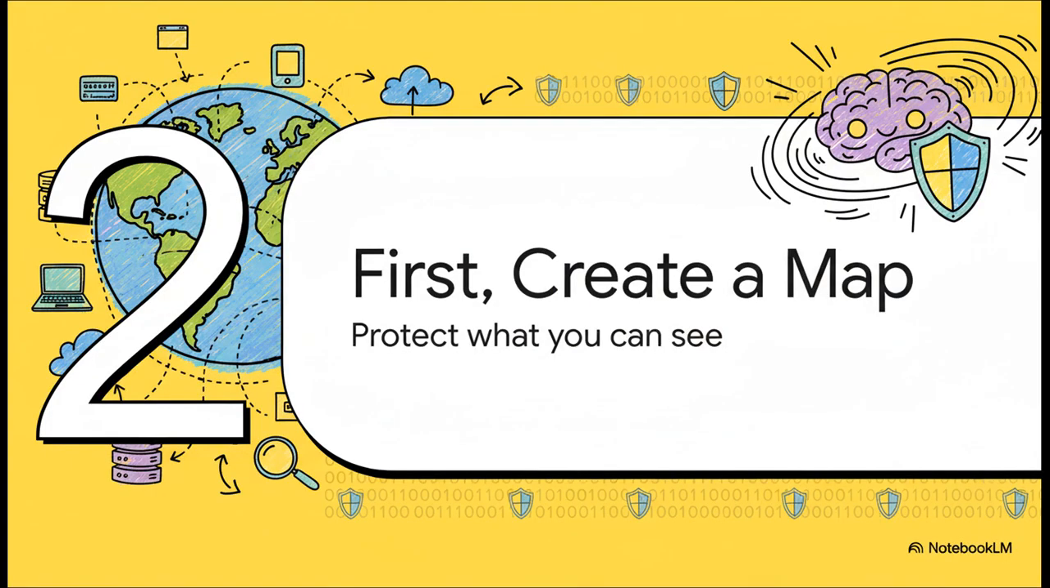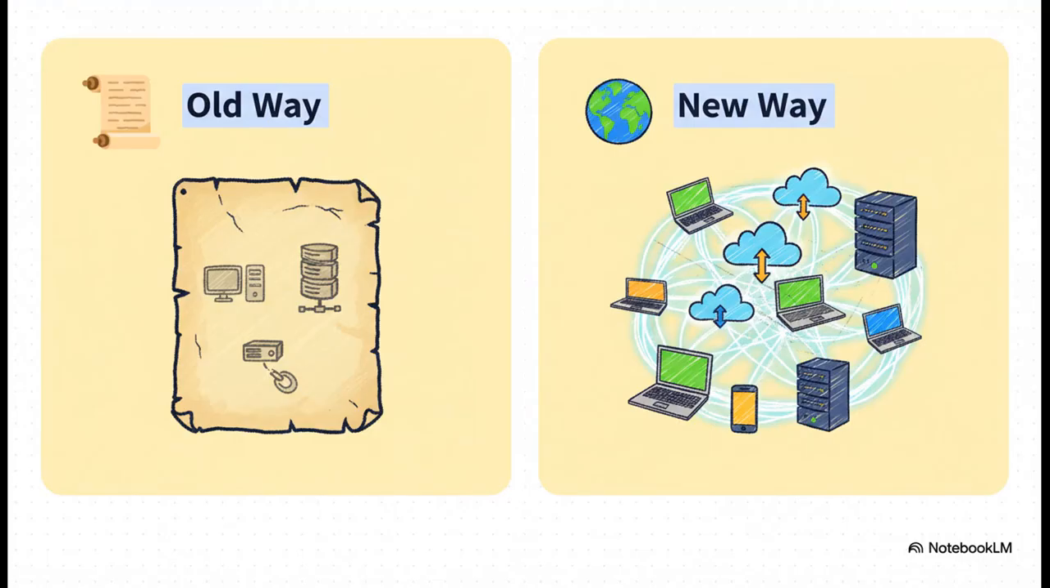So, where do you even begin? Well, the first step is actually pretty simple, but it is absolutely fundamental. You have to create a map, because it really boils down to this. You can't protect what you can't see. If you don't know what's on your network as it exists right now, you have zero hope of actually defending it.